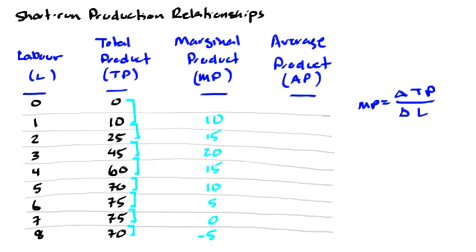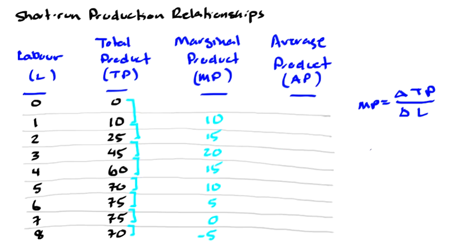A couple of things to note here. We can see that when marginal product becomes 0, the total product is at its maximum. And when marginal product becomes negative, total product gets smaller. Now let's look at average product.